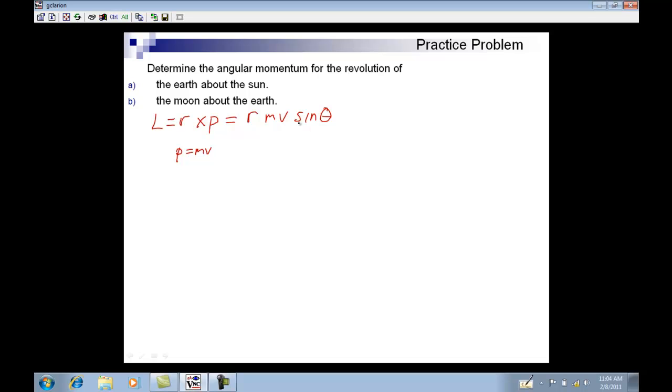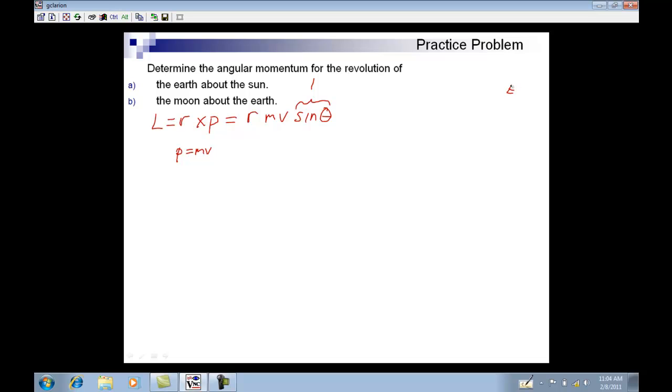And in this case, the sine of theta is going to equal 1, right? It's essentially the sine of 90. Is the sine of 90 equal to 1, or is it sine of 0? Which one is it? The sine of 90 is equal to 1. Thank you. All right.